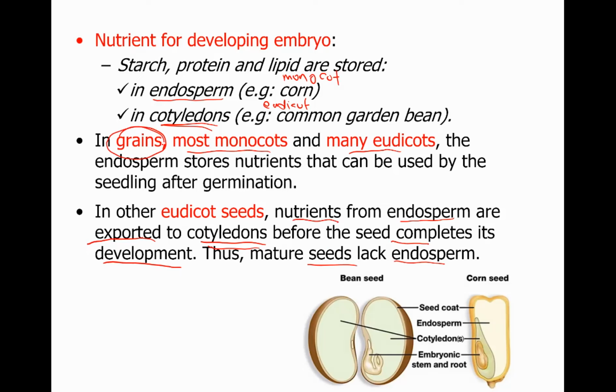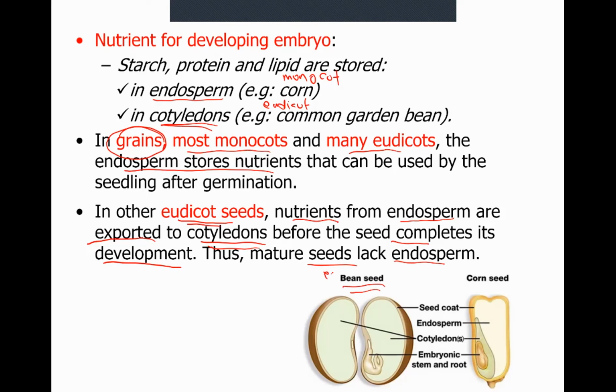So in grains, most monocot and many eudicot, usually the endosperm will store the nutrient to be used by the seedling selepas germination. But for other eudicot, nutrient from endosperm will be transported to cotyledon. Okay, contoh kita tengok kat sini. This is bean, right? Example of eudicot. And this is corn kernel, right? Example of monocot. For monocot, usually the nutrient is stored inside the endosperm. Okay, but for many eudicot, like seeds such as beans, the nutrient will be stored inside the cotyledon. Itu je lah dia nak bagi tahu. And thus the mature seed lacks endosperm because they have cotyledon.